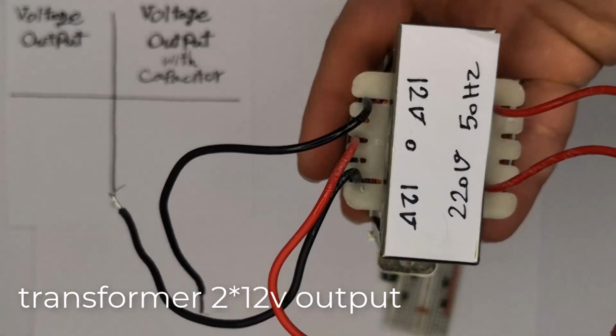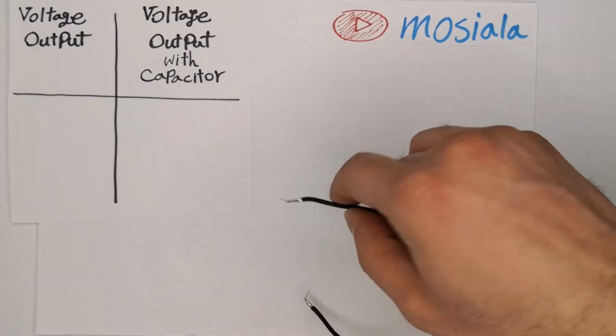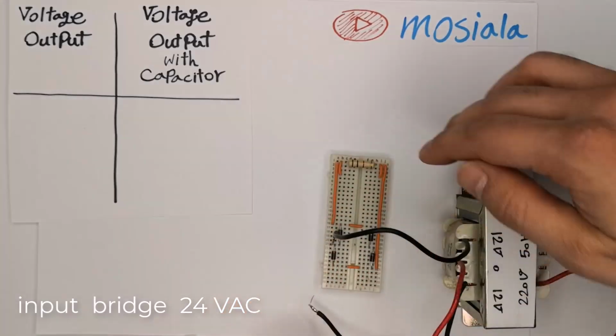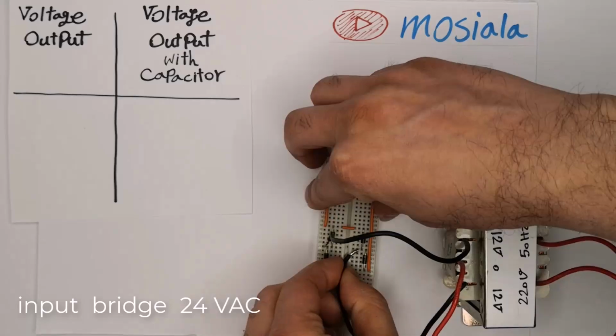Diodes conduct only when the instantaneous input voltage exceeds the capacitor voltage. This conduction happens in short pulses near the peaks of the waveform.